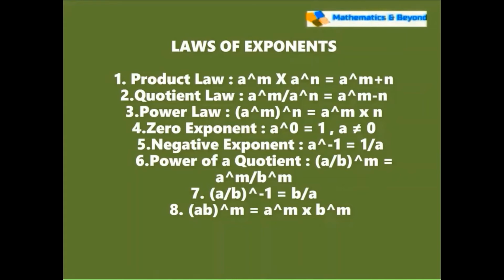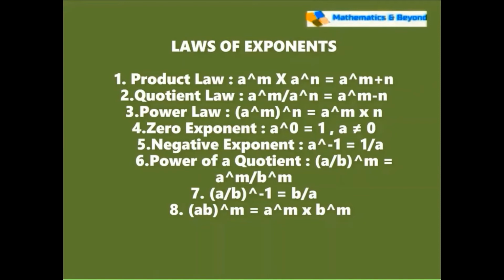Now our sixth law is the power of quotient. So a by b raised to the power m is equal to a raised to the power m by b raised to the power m. What we have done in this law is that previously it was a by b, whole raised to the power m. You have to check this, it is whole raised to the power m. Now we have divided it into two parts, so it is a raised to the power m by b raised to the power m.